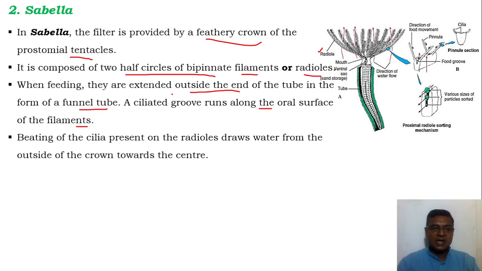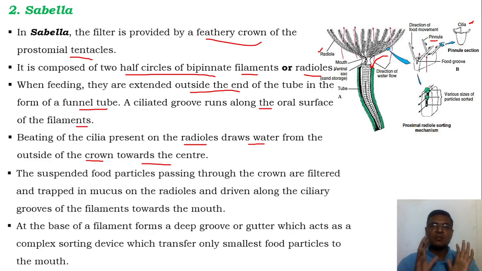The beating of the cilia present on the radioles draws the water from the outside of the crown toward the center here. When we take the section, the direction of the food movement which is observed here, this is the food groove or the tunnel, through which the food passes into the main oral cavity. Here, numerous cilia are present when we take the section of each pinnule, or the division of each radiole. Here, the beating of the cilia continues, and through it the selected food material is transported step by step through the ciliated groove into the main oral cavity or the mouth.